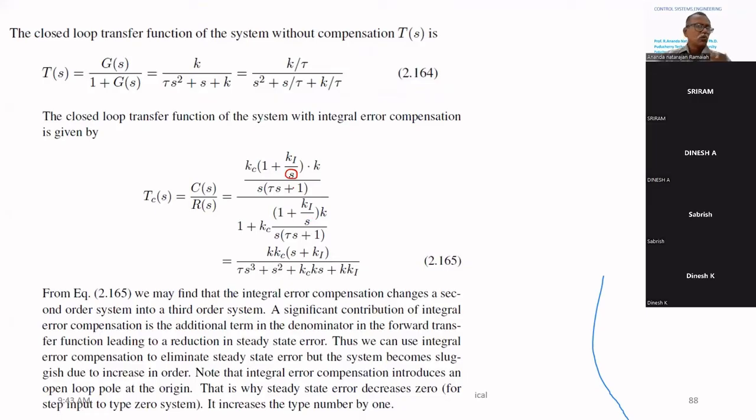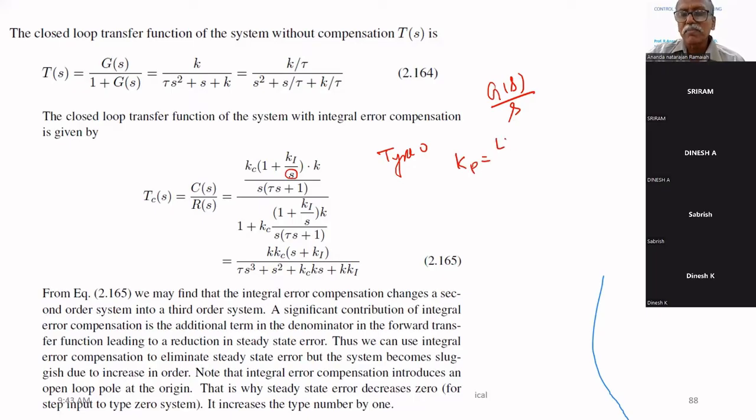So, two problems are there. If it is a type 0 system, because of the introduction of this s, steady state error will be removed, because G of s becomes G of s upon s. Therefore, a type 0 system becomes a type 1 system because of this 1 by s. Kp equal to what?